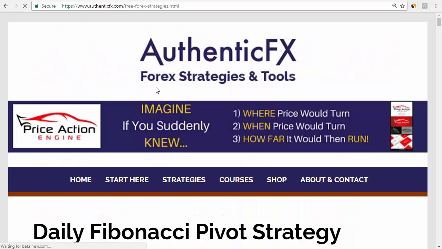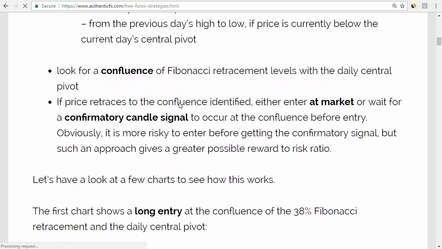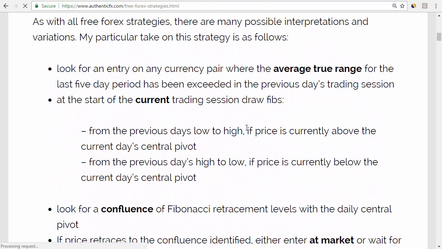So what's this one all about? If we have a look through here, what do we got here? Look for an entry on the currency pair where the average true range for the last 5-day period has been exceeded in the previous day's trading session. Okay, at the start of the current day session, draw fibs from the previous day's high to low if the price is currently above the current day central pivot, and from the previous day's high to low if the price is currently below the day's central pivot.